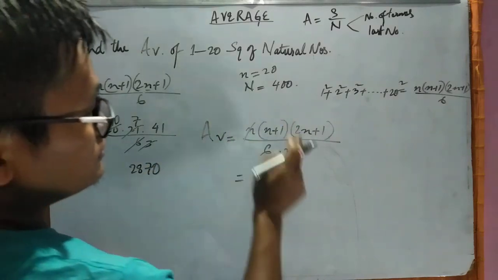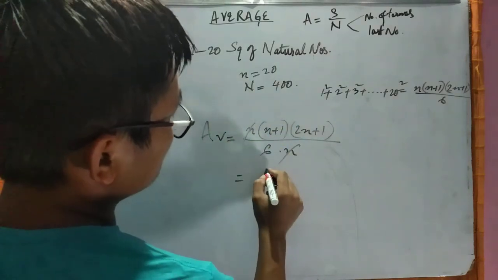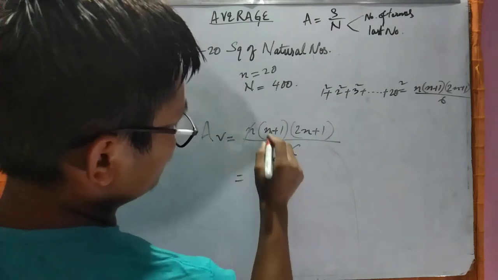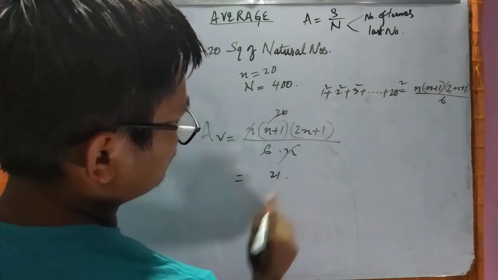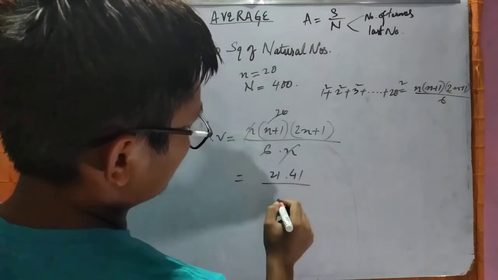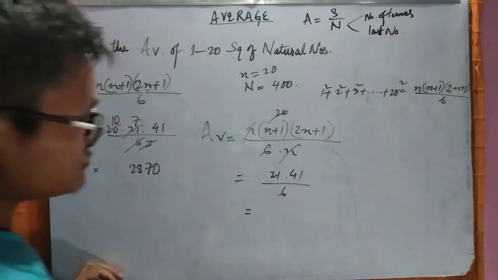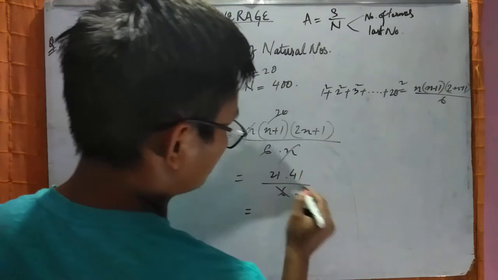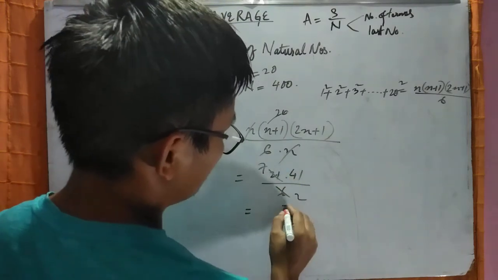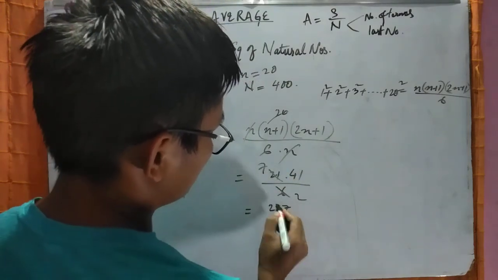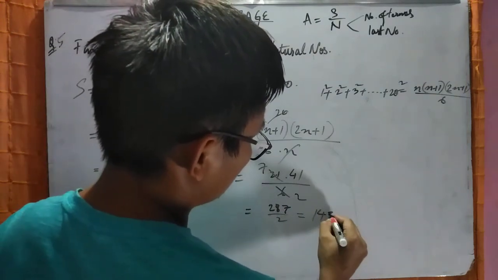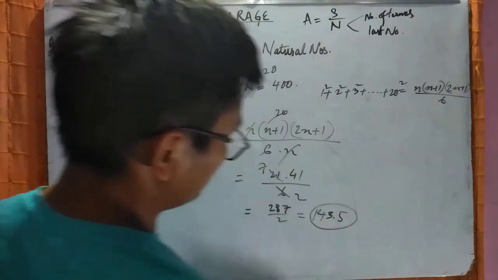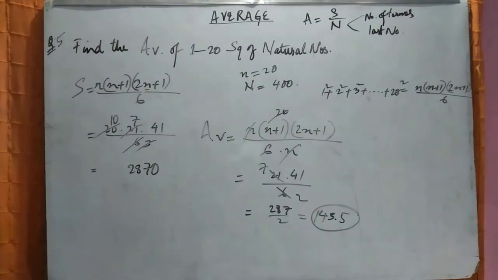So 20 divided by 20 cancels, leaving 21 times 41 divided by 6. 3 times 2 is 6, 3 times 7 is 21, 7 times 41 is 287, divided by 2 gives 143.5. So this is the average.